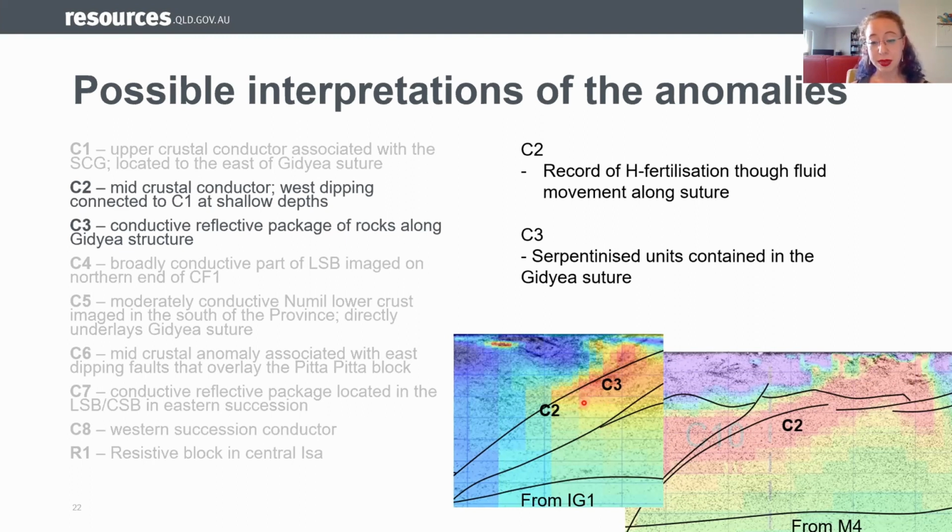And that's the best I've come up with so far. C2 is probably a more likely candidate for hydrogen fertilization through fluid movement along the structure, because it's not quite as highly conductive, doesn't seem to have a consistent seismic character, and is a bit more broadly distributed. Whether or not hydrogen fertilization is enough to explain the strength of this anomaly is something that warrants testing, but that hasn't been done yet.